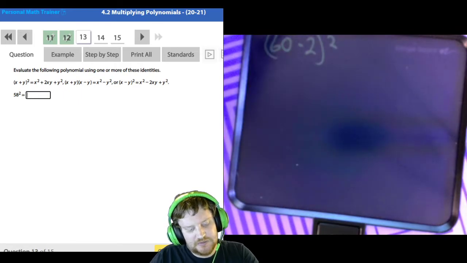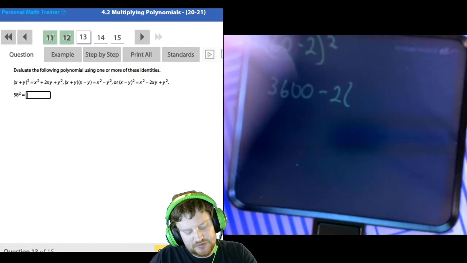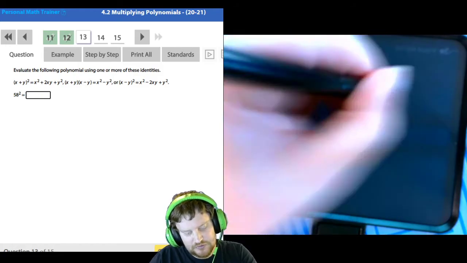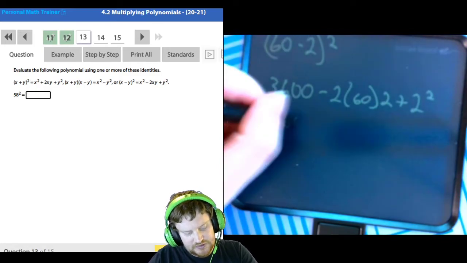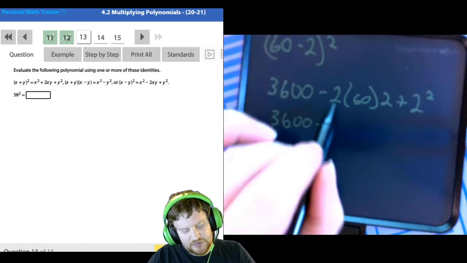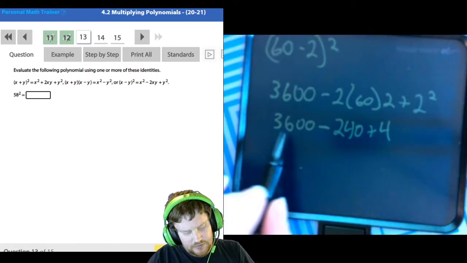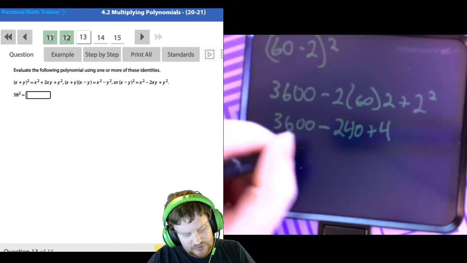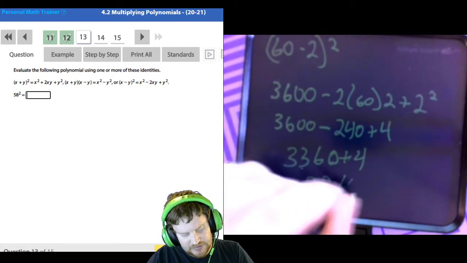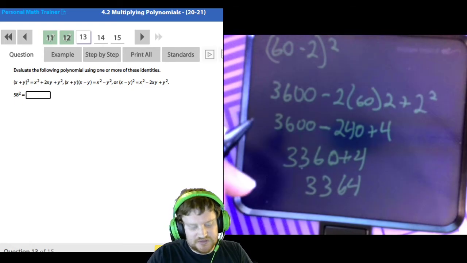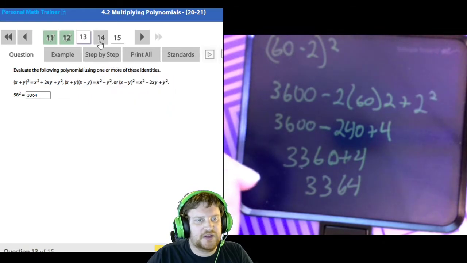This is going to be 60 minus 2, 3600 minus 2 times 60 times 2 plus 2 squared, which is 4. 3600 minus 240 plus 4. So this is 3360 plus 4, 3364. Hopefully you guys can see that this is a heck of a lot faster than trying to do the long multiplication for 58 times 58.